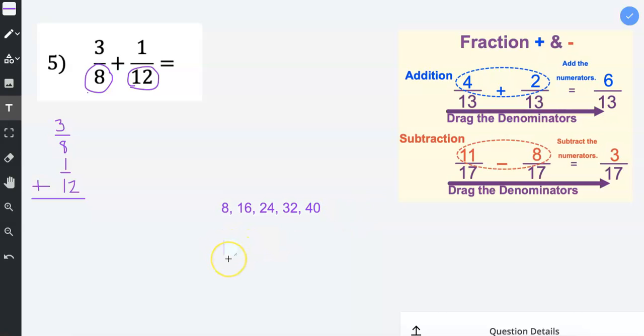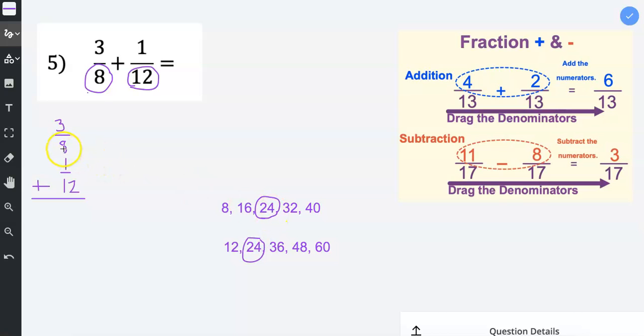All right, down here, when I'm writing multiples of 12, you could think of it as 12 plus another 12 is 24, or instead, you could think of it as 12 times 1 is 12, 12 times 2 is 24, 12 times 3 is 36, 12 times 4 is 48, 12 times 5 is 60, and I'm going to stop there with 5 multiples. Because I actually already see a multiple that they have in common.